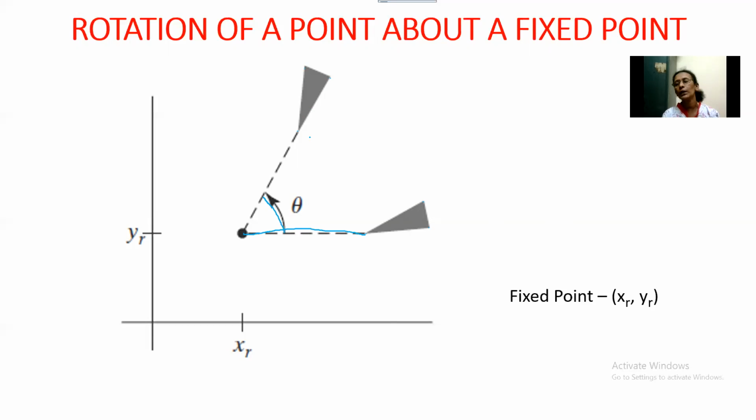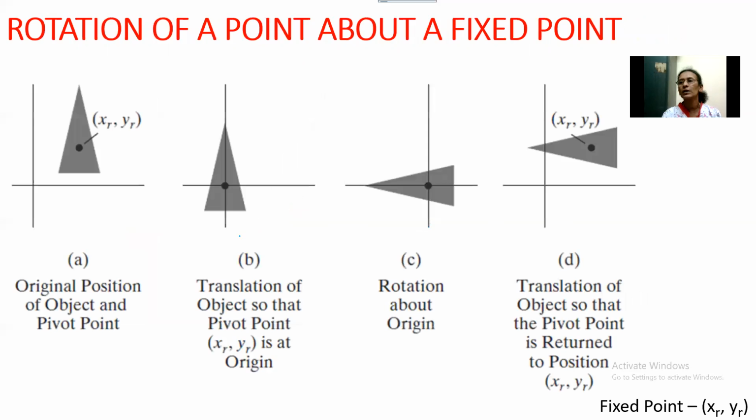Now how do I do this? I cannot do R theta into P, because R theta is the transformation matrix for rotation about the origin. Since I don't know rotation about a fixed point directly, we have seen we can use a sequence of transformations. What is it that we do?